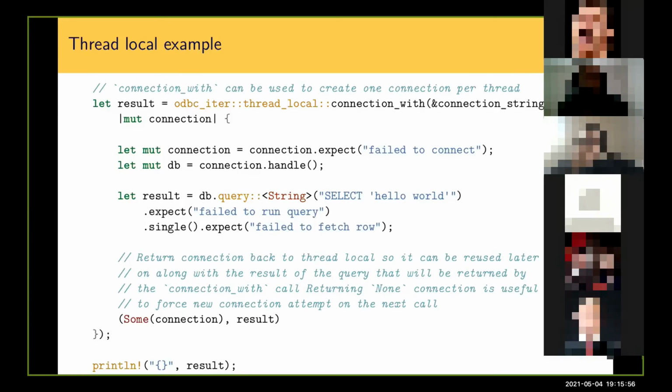And when you're done, you can return the connection, and it will be stored in the thread local and will be available for you the next time. Or you may decide not to give it back in case, for instance, there were some errors and you want the connection to be re-established, to be on the safe side of things. Then you may just drop it somewhere and give it none, and then it will be established again for you next time you call the block.